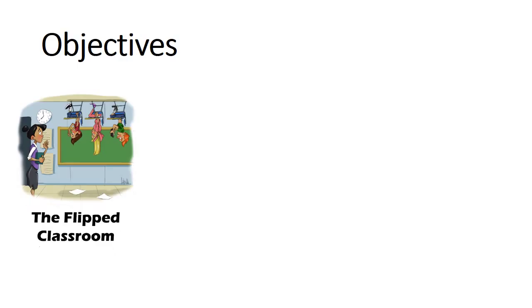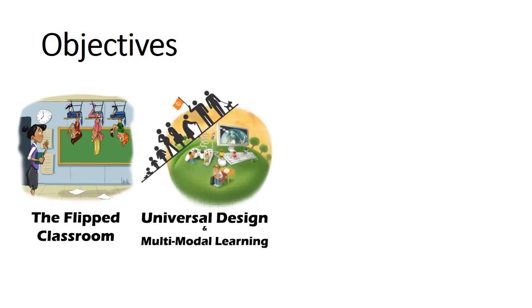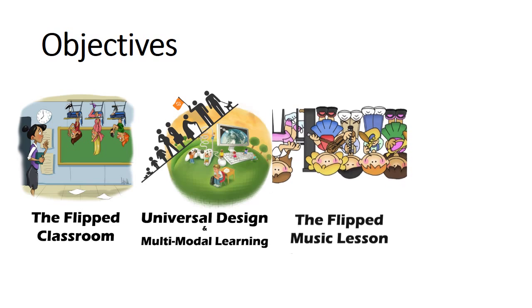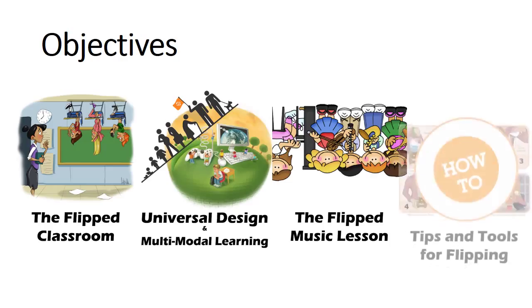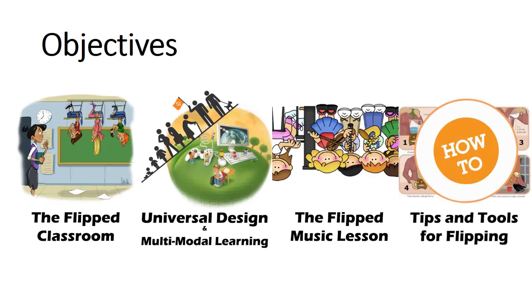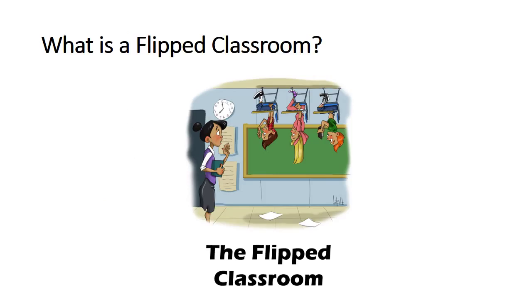In today's objectives, we're going to be talking about the flipped classroom and what that basic concept is. We're going to talk about universal design and multimodal learning and how these two concepts work together to help you create a stronger flipped classroom. We're going to look at some of my own examples of the lessons I've created in a music flipped classroom, and then we're going to talk about tips and tools for flipping your own classroom.